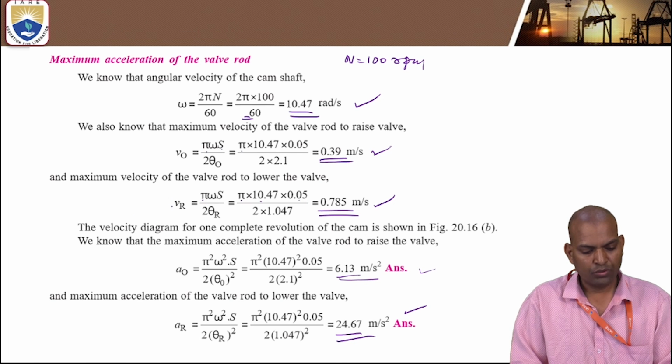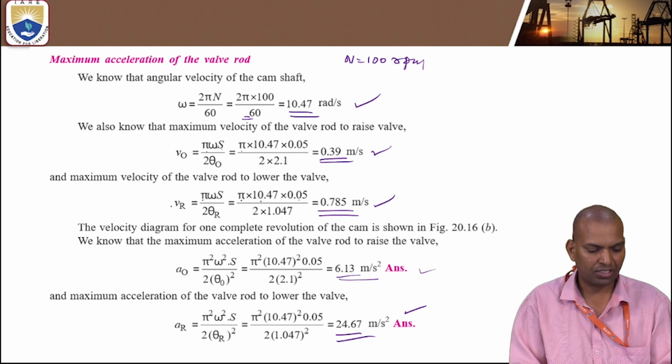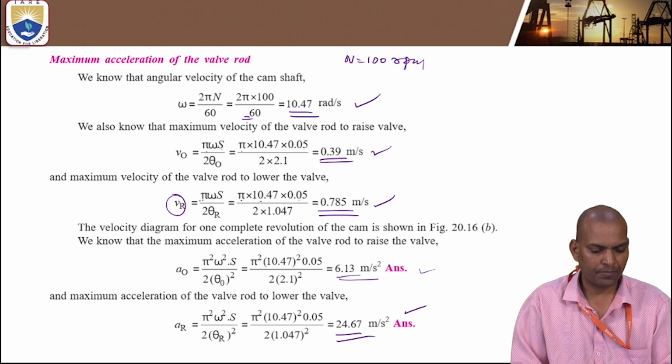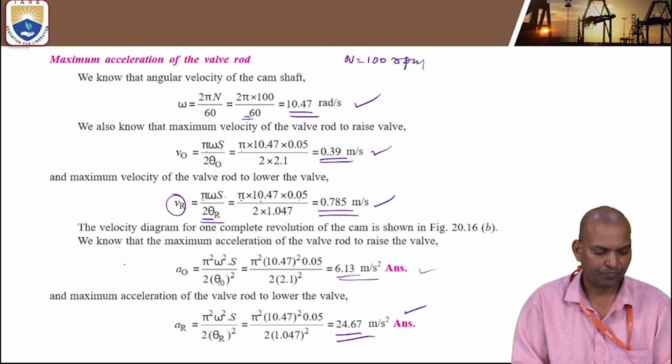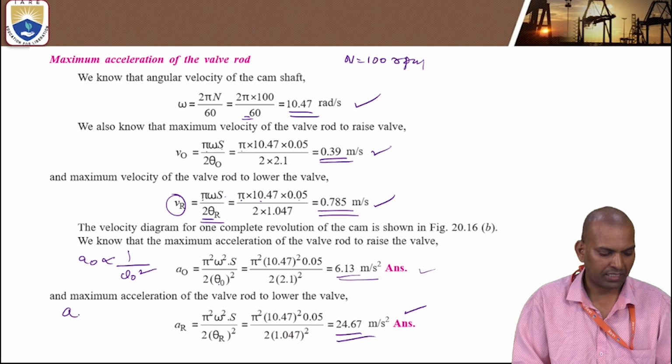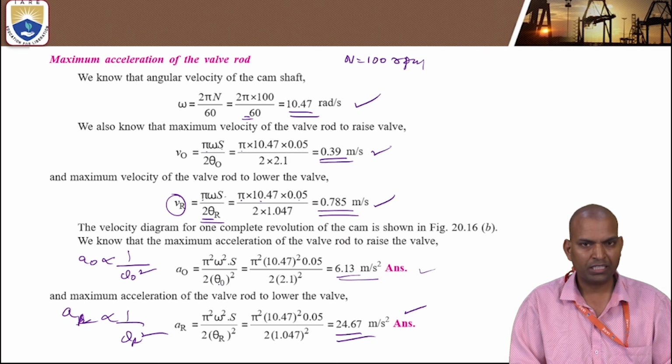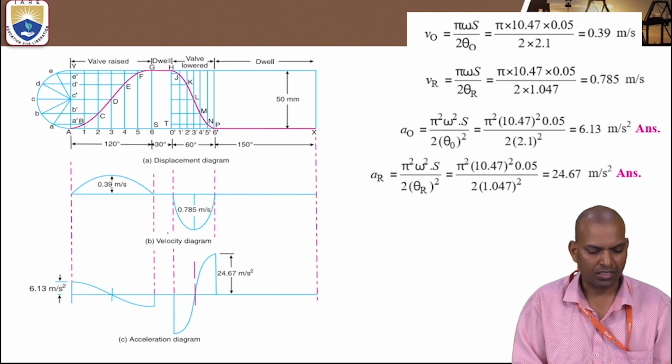Here we have to understand the relationship of the values and the velocity diagram. Velocity is proportional to s and inversely proportional to theta r. Acceleration is proportional to omega square and s, and inversely proportional to theta r square. So it is an inverse relation, but the equation is not linear. It is a non-linear equation. We can see the curves, how it comes.